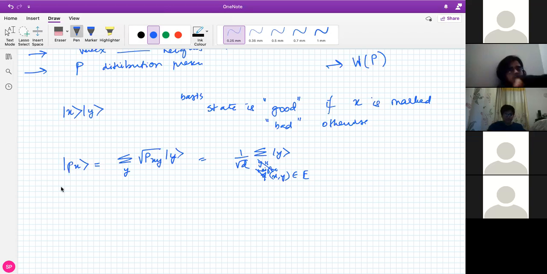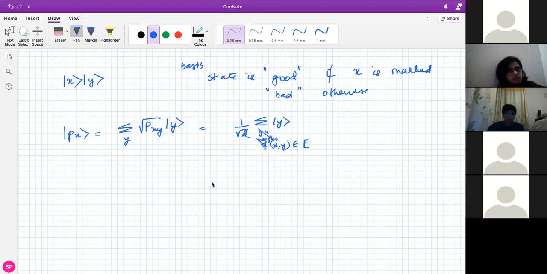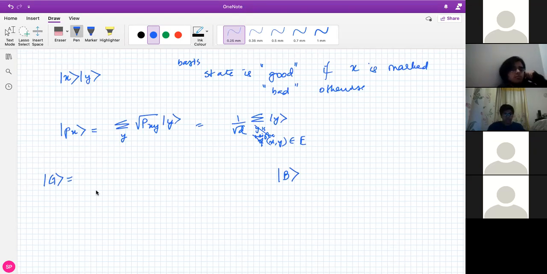Now I'm going to define a good state and a bad state. If you're familiar with Grover's algorithm, you might already be guessing where we are going with this, but for those who are not, I will try to keep it as simple as possible. My good state is going to be a normalized vector of all the elements that are marked. Assume that M is the set of marked elements.